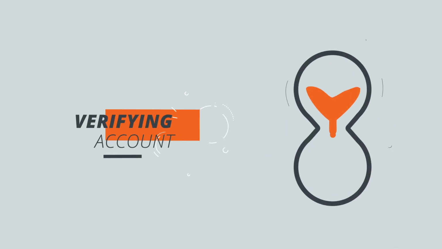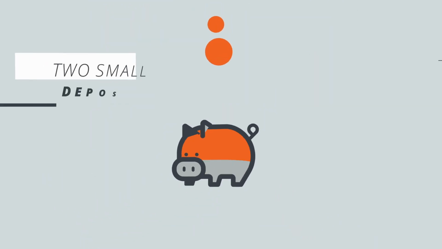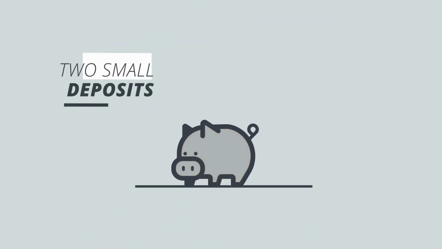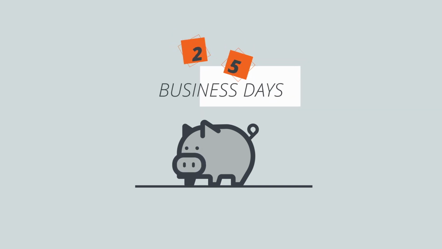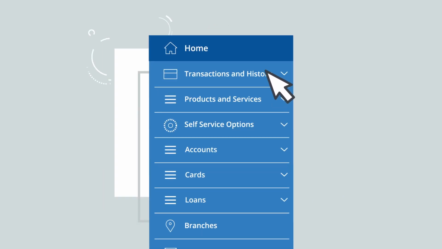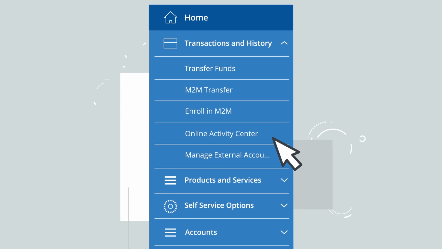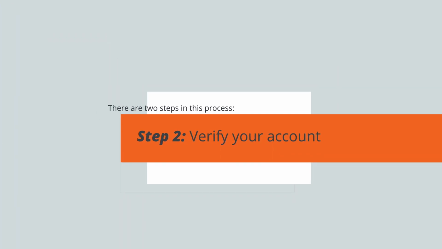You will then see a notice that the account is being verified. This will be done by making 2 very small deposits into the account indicated. These deposits can take up to 2 to 5 business days to register with your other institution. After the deposits have been received at the other institution, you'll click on Manage External Accounts in the Transactions and History window. Next, click on the Verify Your Account link that appears under Step 2.